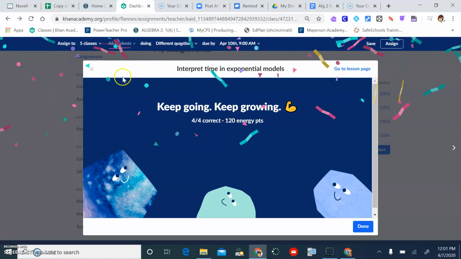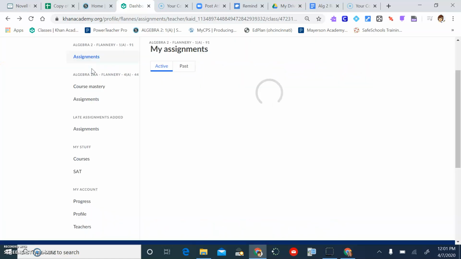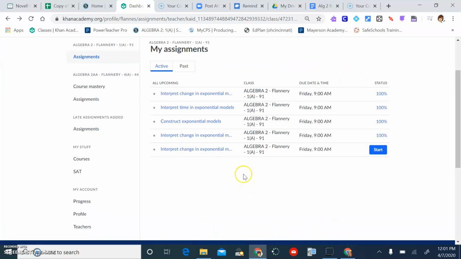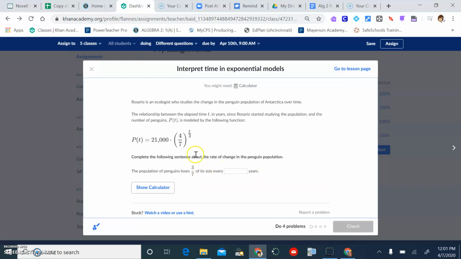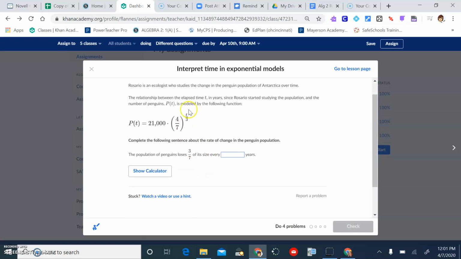Okay, and that's it. If you want a little extra practice, I'll do that one again, just to make sure we're getting good at it, and then you can do it on your own. So interpreting time on exponential models. Here we go. So it's losing 3/7 because it only has 4 sevens each time, every t divided by 3, so every 3 years. This is going to happen once every 3 years.